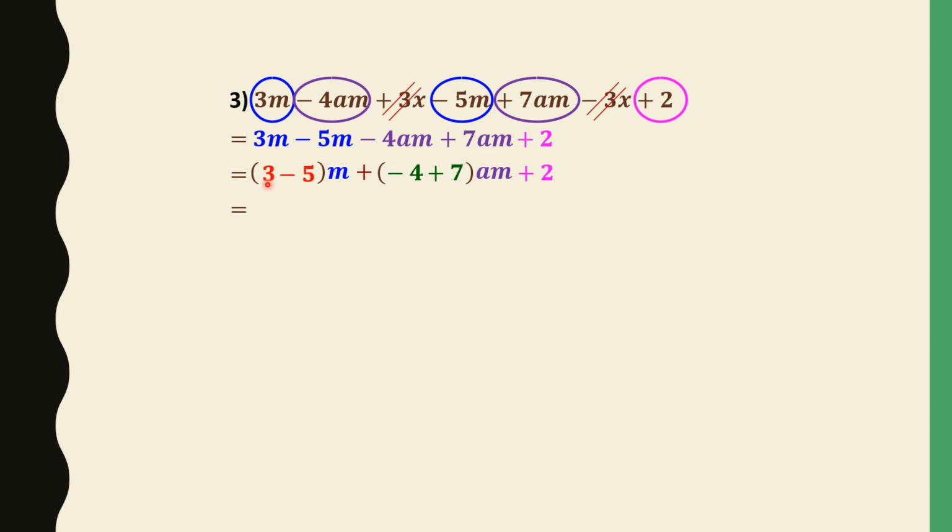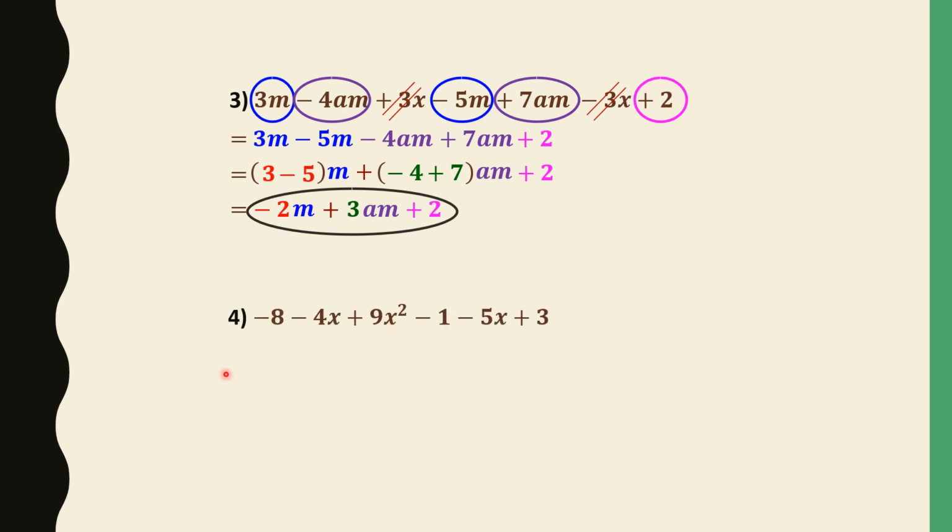Now let's calculate 3 minus 5, it's negative 2, it's negative 2m. Now we copy the plus, and negative 4 plus 7, it's like 7 minus 4, it's a 3. So since it's a positive number, we write the 3 without the parentheses. It's 3m plus 2. And we obtain the simplest form, the reduced form of this algebraic expression. We don't have any like terms.